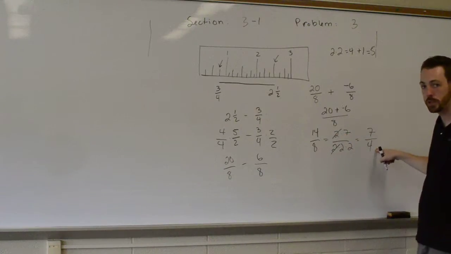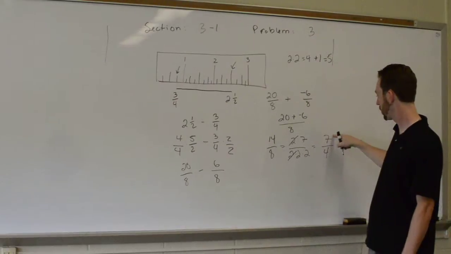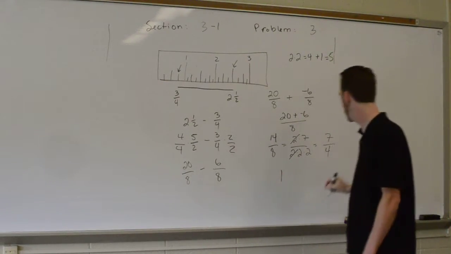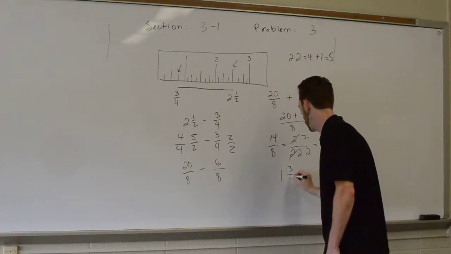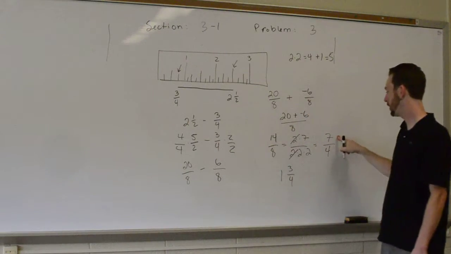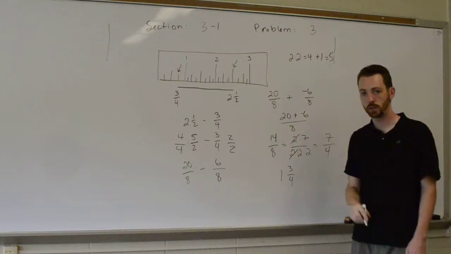We can also change this back into a mixed number. 4 goes into 7 one time. We're left with 7 minus 4, or 3/4 left over. So we can either leave this as 7/4 or 1 3/4.